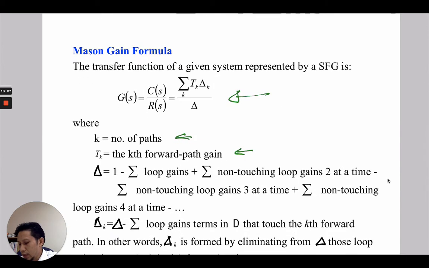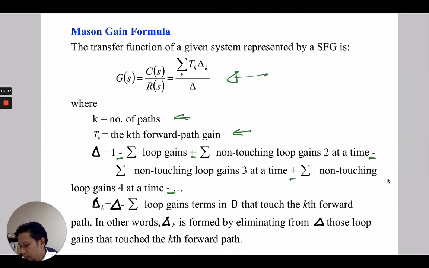And then we have delta. Delta is 1 minus the summation of loop gains, plus, minus, plus, minus, so alternating. So we have 1 minus the summation of loop gains, plus the summation of non-touching loop gains two at a time, minus the summation of non-touching loop gains three at a time, and so on and so forth. And delta_k is delta minus the summation of loop gain terms in delta that touch the kth forward path.